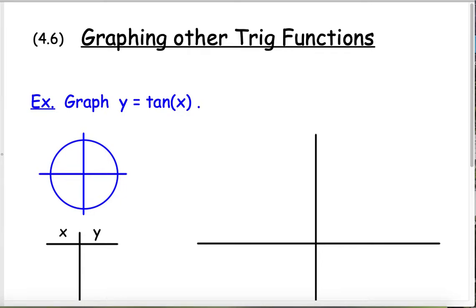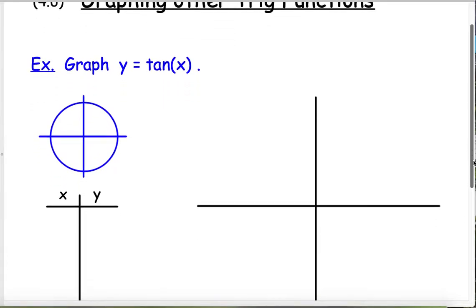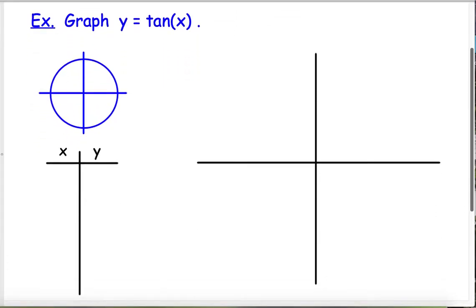We haven't done this one yet. How about the tangent? Let's graph y equals the tangent of x. So just like we did with sine and cosine to start with, maybe we should make a table of values. I want you to think of the unit circle to help us figure out these values.